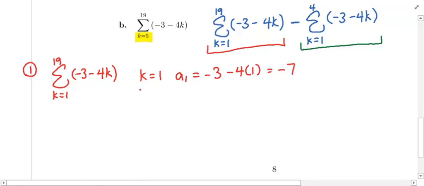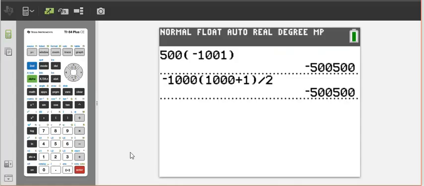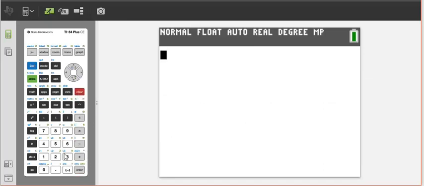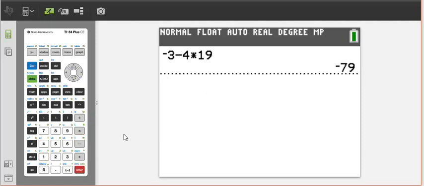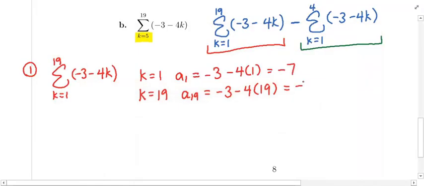All right, then we can get the 19th term. We can do the same thing. That way we can use the first formula, if we have the first term and the last term. So let's compute a19 by plugging in k is 19. So this is going to be -3 minus 4 times 19. I got to go to the calculator for this. -3 minus 4 times 19. Okay, -79 is going to be the 19th term here.